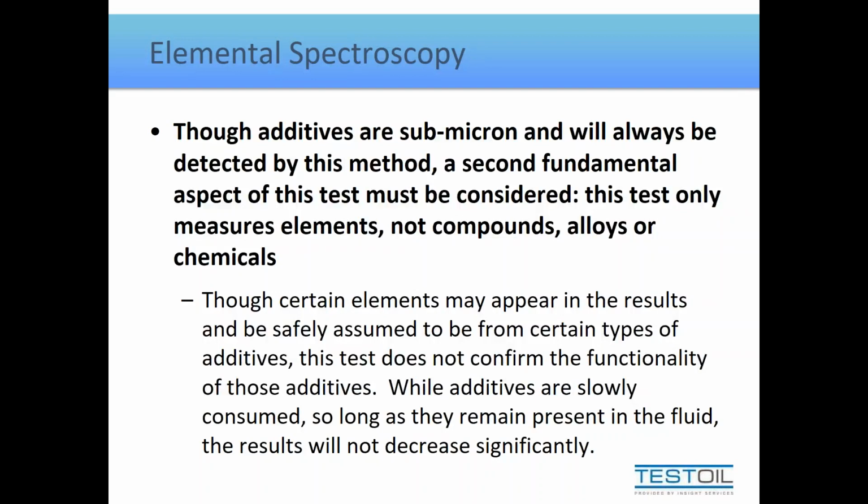As such as well, it doesn't tell us that you have an EP additive. It doesn't tell us that we have an AW additive. It tells us we've got phosphorus, or we've got phosphorus and zinc. That's as much as it can tell us. So we have to intuit the rest on our own.